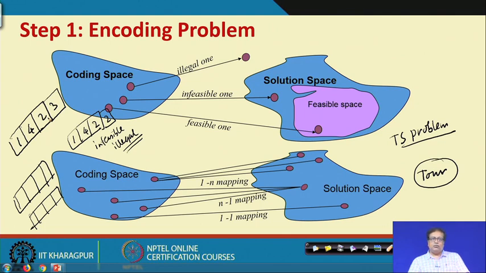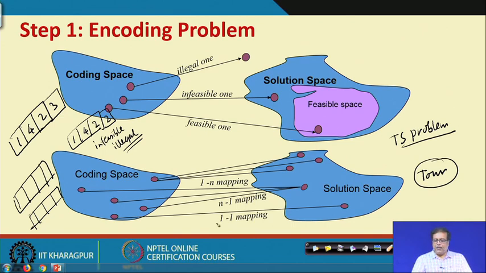So, that means while you do encoding, see to it that all the chromosomes come from the feasible space. And if absolutely not possible, then accommodate some infeasible ones and take care of them by giving them low fitness values.